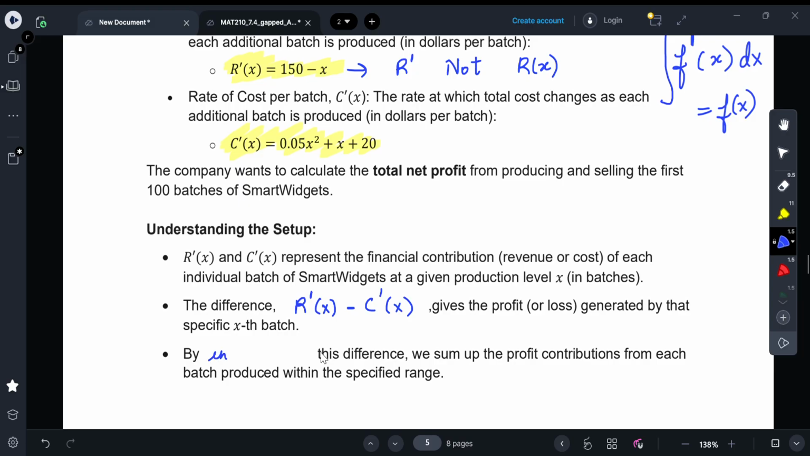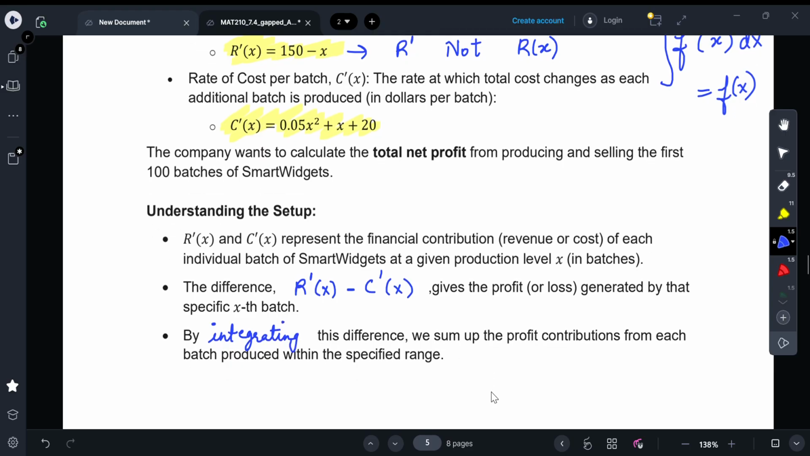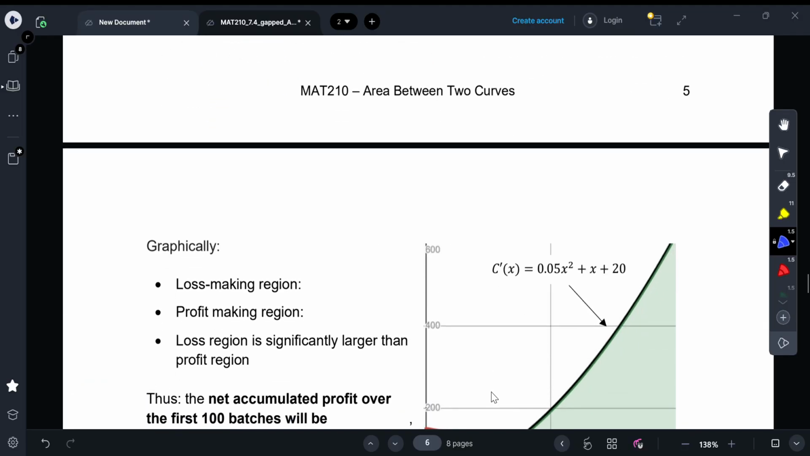So if I integrate this, by integrating this difference, we sum up the profit contributions from each batch produced within the specific range. So let's understand this with simple math without the frills. R prime minus C prime should give me the profit change, right? If I integrate both sides, I will get the net profit. And that's what I want in simple language.